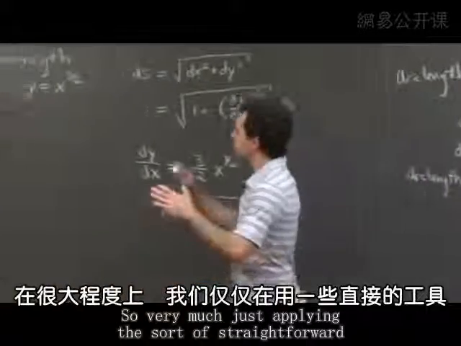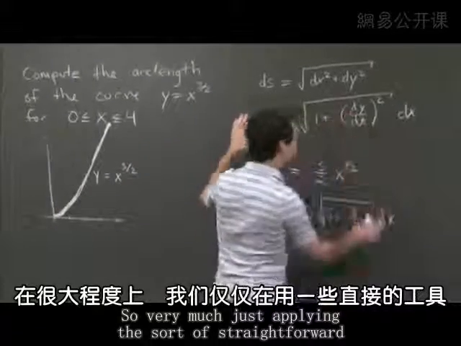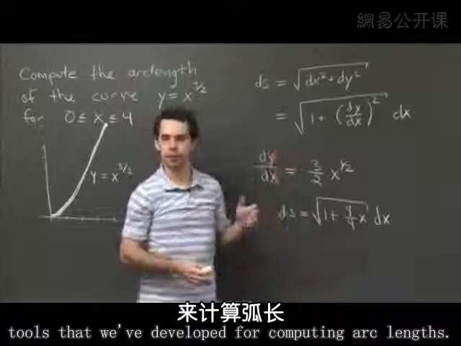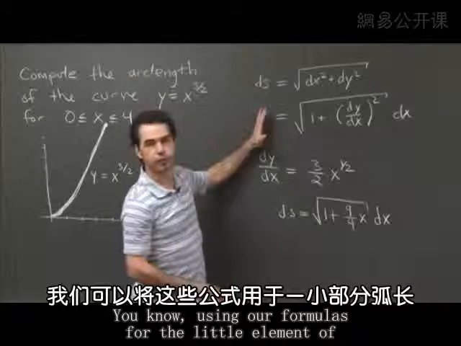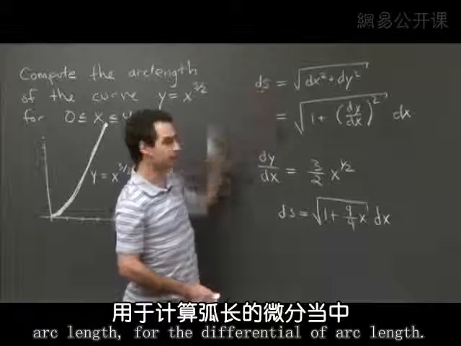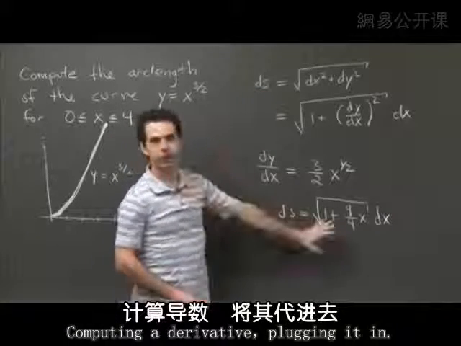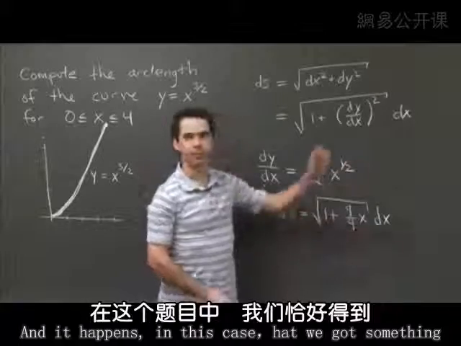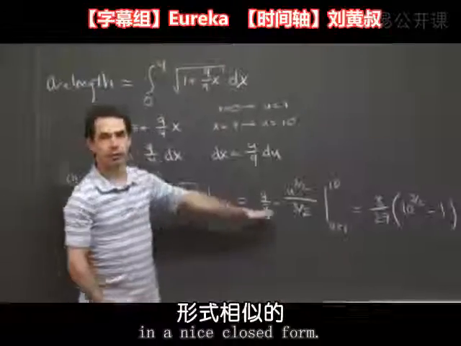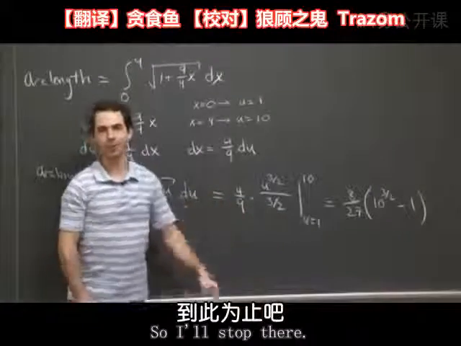So this is very much just applying the straightforward tools that we've developed for computing arc lengths: using our formulas for the little element of arc length, the differential of arc length, computing a derivative, and plugging it in. It happens in this case that we get an integral that we can actually evaluate in a nice closed form. So I'll stop there.